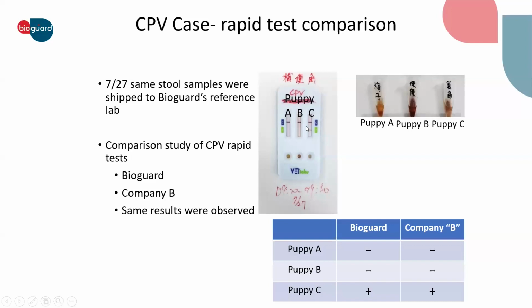You can see for puppies A and B, the repeat test shows negative, and for puppy C we can observe the obvious test line showing positive here. And we also used another brand of rapid test using the same feces samples from these 3 puppies, and we got a similar result. Both puppies A and B show negative results in the CPV test, and puppy C also shows a positive result in the other brand of test.